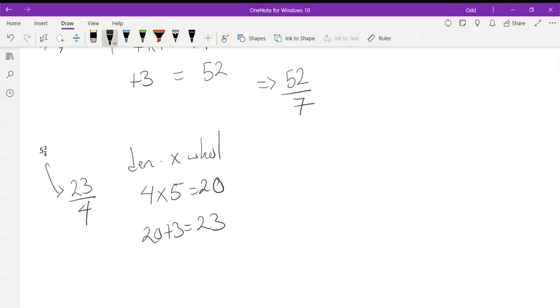So that's just how you convert between improper fractions and mixed fractions. So thank you, and I hope it helps.